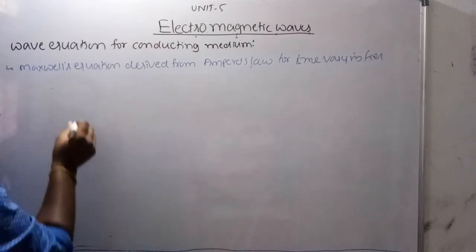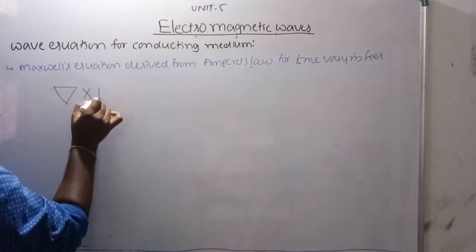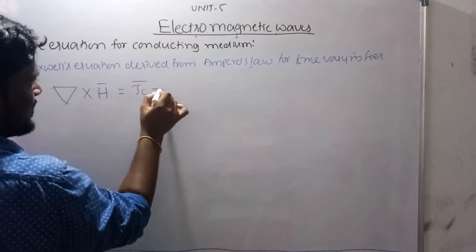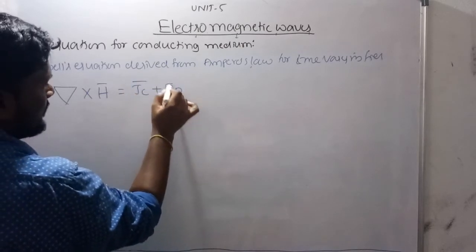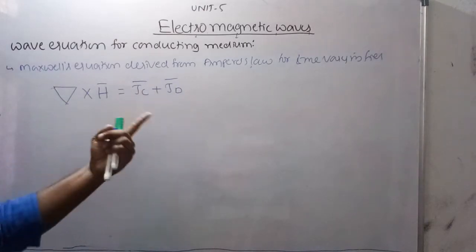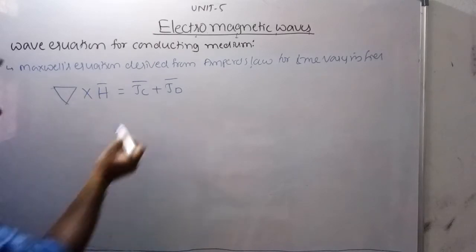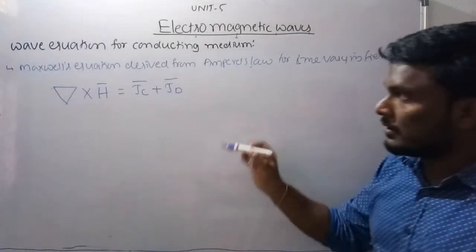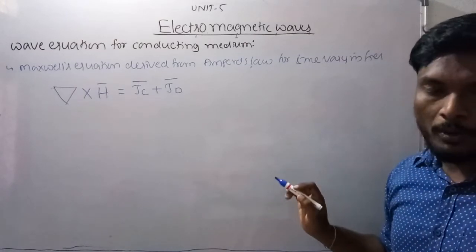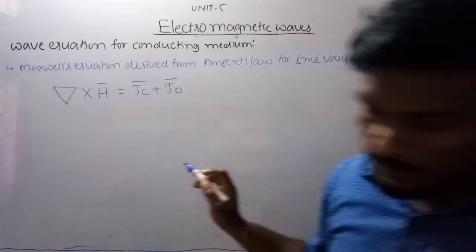The curl of magnetic field intensity, del cross H bar, is equal to J_C bar, the conduction current intensity, plus the displacement current intensity. This is the expression for Ampere's circuital law for time varying fields. So you already know what this equation is. The order should be proper so that the equation number is proper, so let us consider it as an equation.